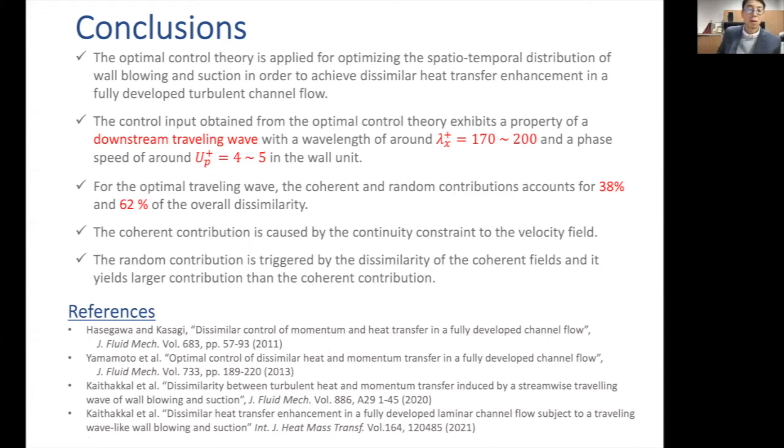The contents I talked about today are based on our previous papers. So if you are interested, please access those references.